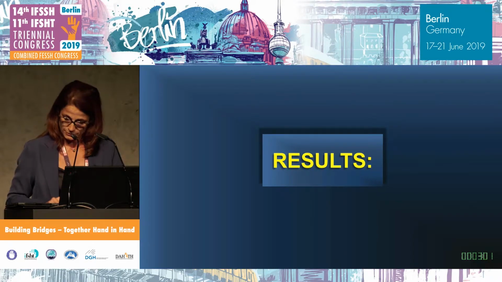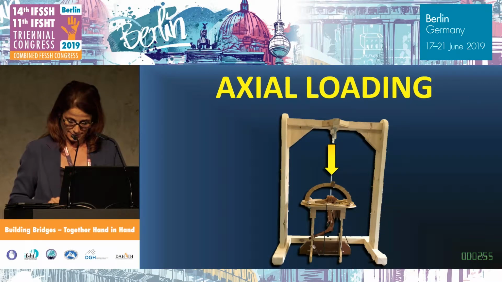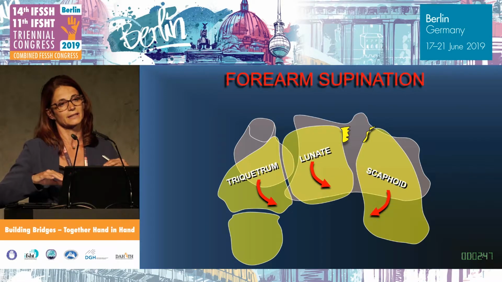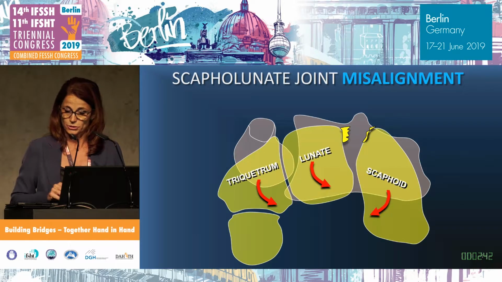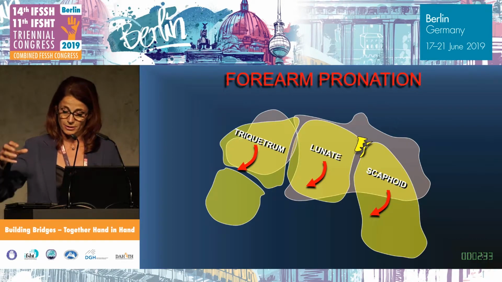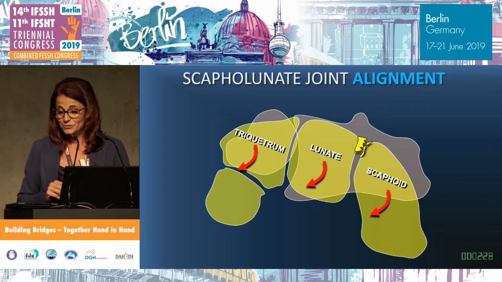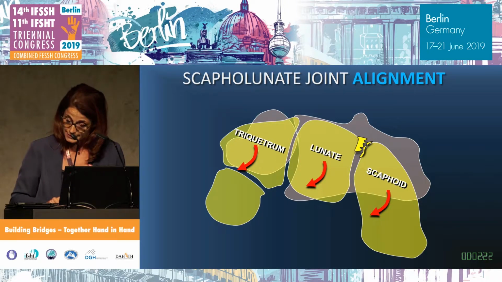What have we found? When the scapholunate deficient carpus is axially loaded, in forearm supination, the lunate triquetrum tandem and the scaphoid rotate into opposed directions, and the scapholunate joint is completely misaligned. On the contrary, when the wrist is loaded in forearm pronation, all the first carpal row rotates as a block, and the scapholunate joint is not misaligned, although the scapholunate ligament is completely tilted.